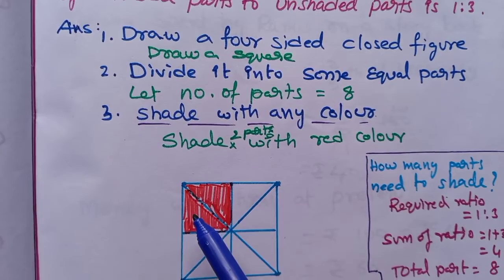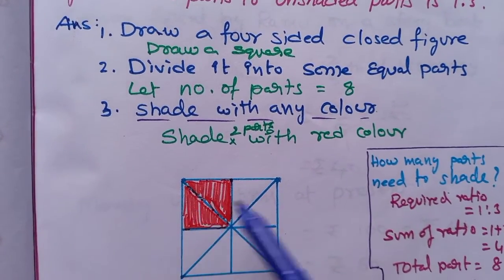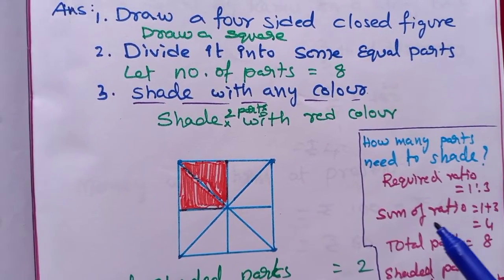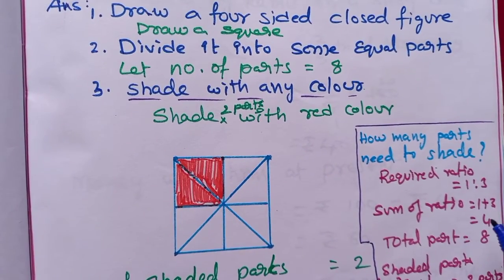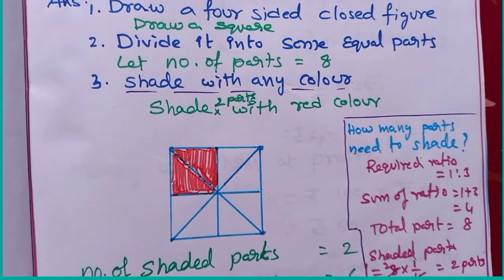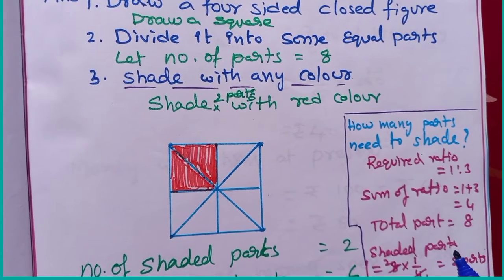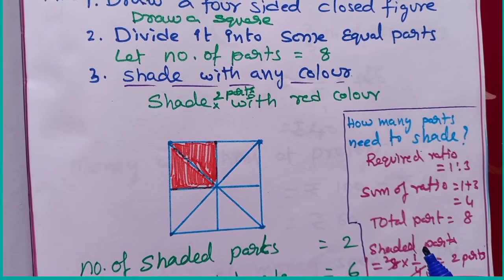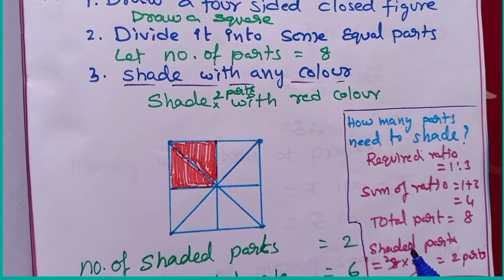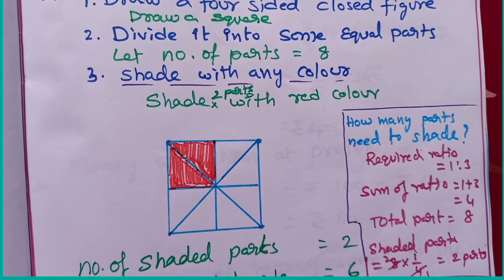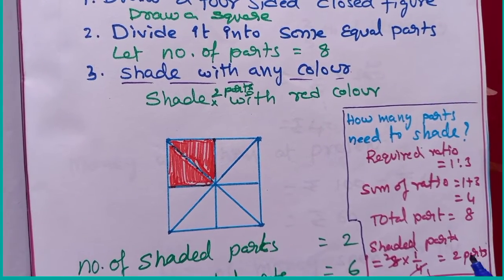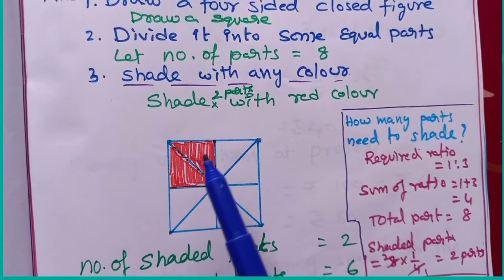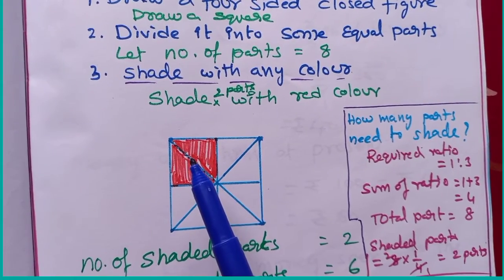How do we know how many parts need to be shaded? Come here. Required ratio equal to 1:3. Sum of the ratio equal to 1 plus 3 equal to 4. Total parts 8 parts. We need to find shaded parts. So 8 parts total are there. Now we have to shade one part out of 4 parts. So 4 ones are 4, 4 twos are 8, that is 2 parts. So in the 8 parts we have to shade 2 parts. So shade 2 parts.